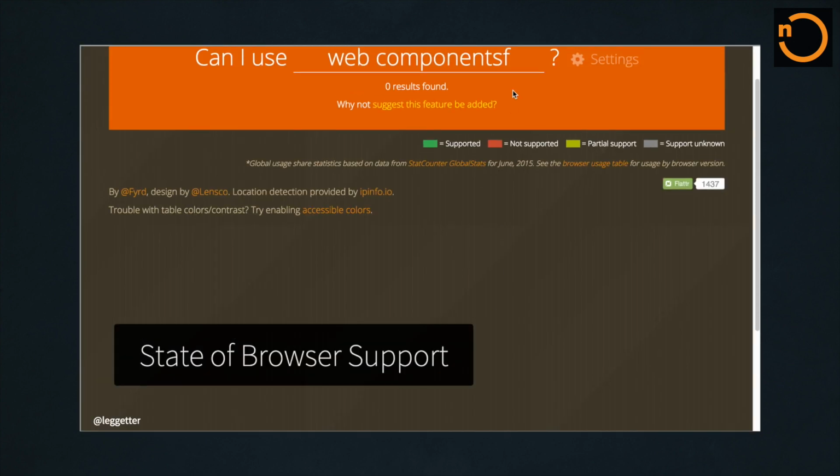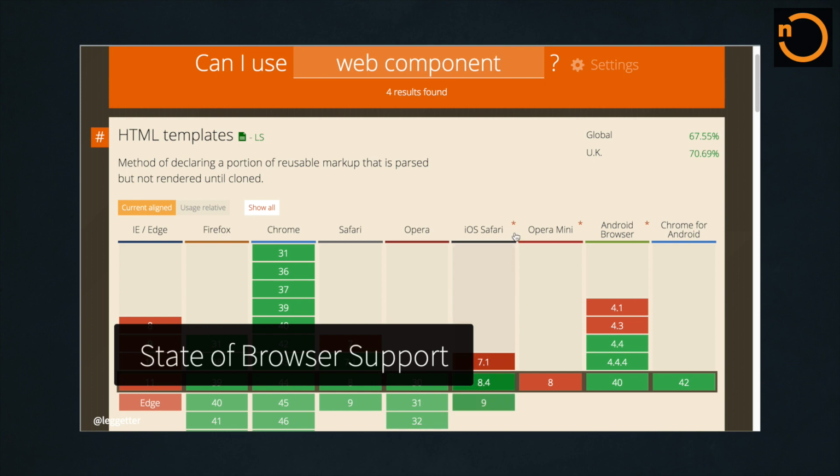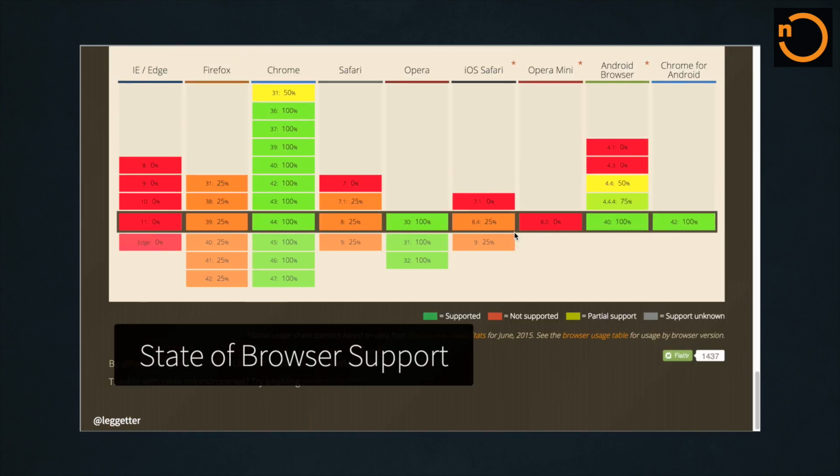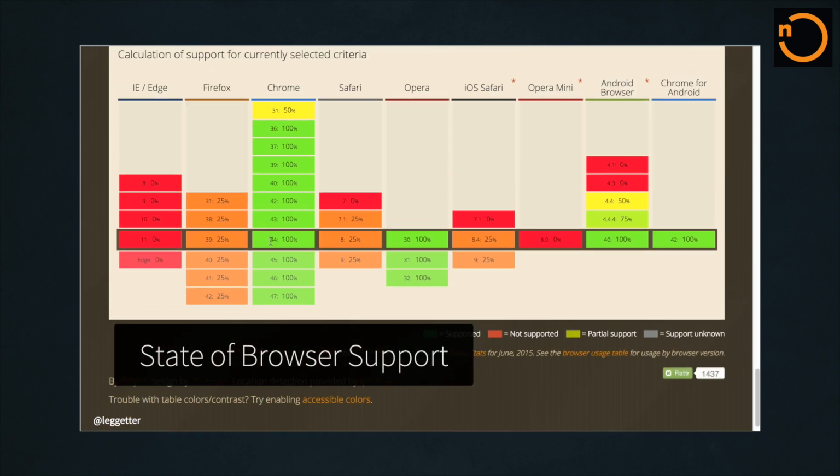So what's the state of things? Unfortunately, we know that Chrome, Google are pushing this forward. Chrome uses Blink, Opera uses Blink, so we're good there. Android browser and Chrome, we're good there. But for IE and Edge, Firefox, Safari, we're sitting at 25% or 0 in some cases.